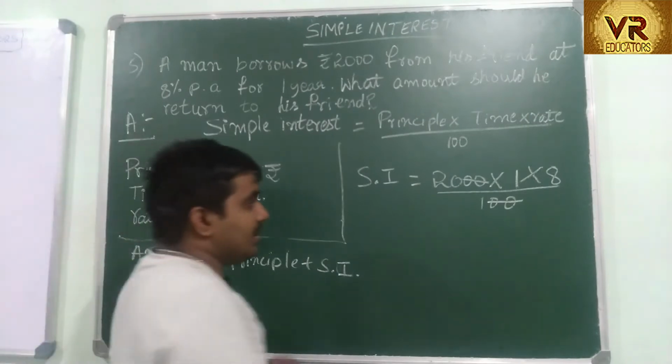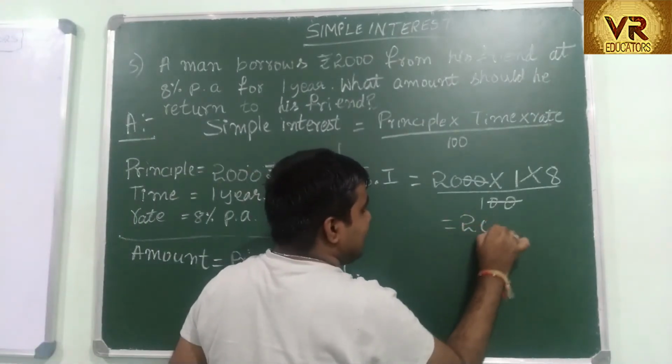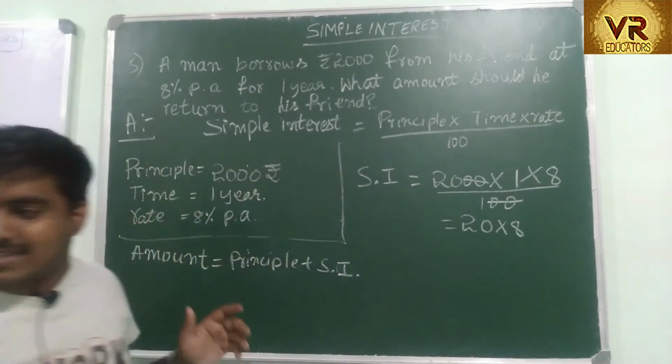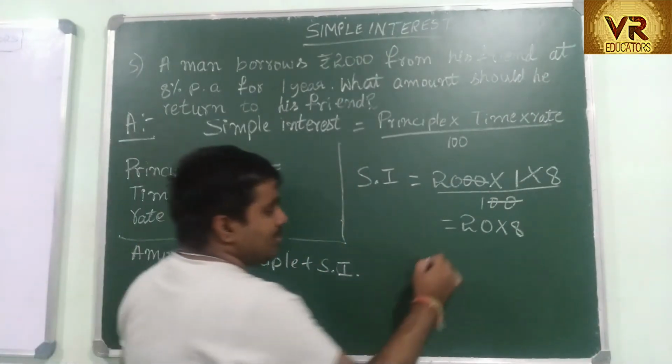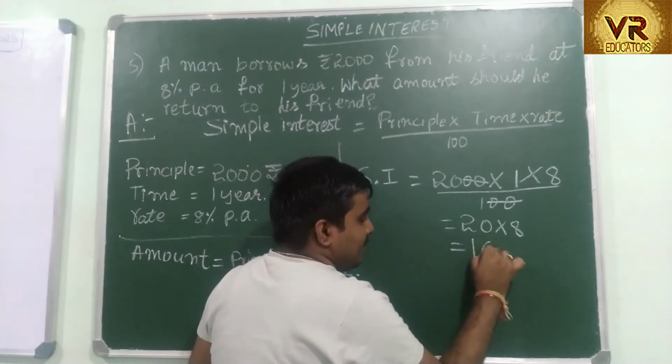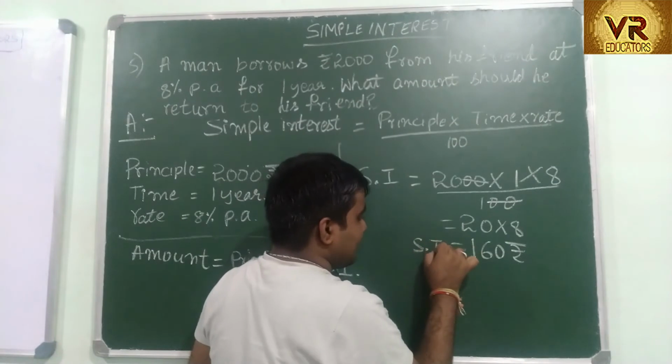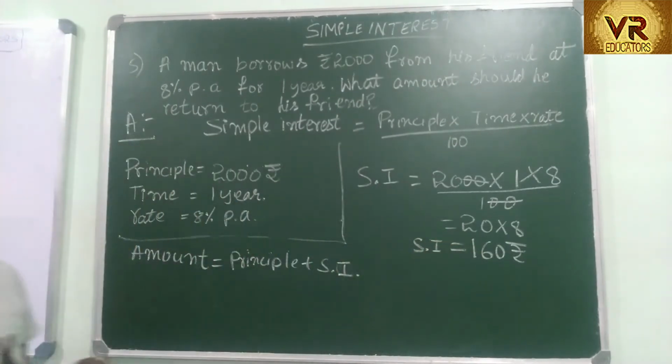Okay, so the remaining is 20 into 8. Since 8 ones are 8, we can write it as 8. So 8 twos are 16. So this is 160 rupees. Simple interest is 160 rupees.